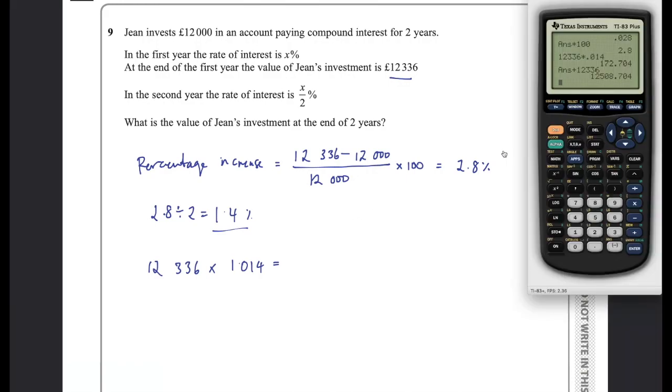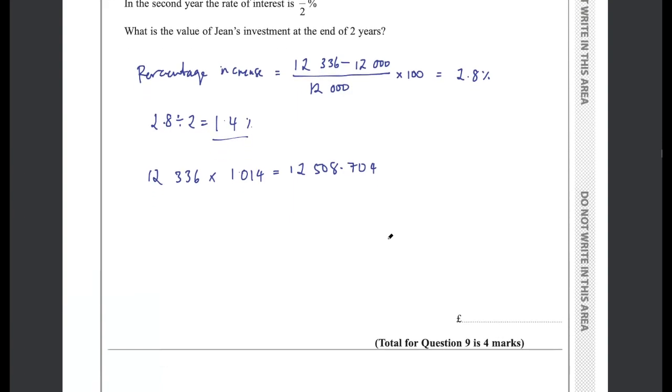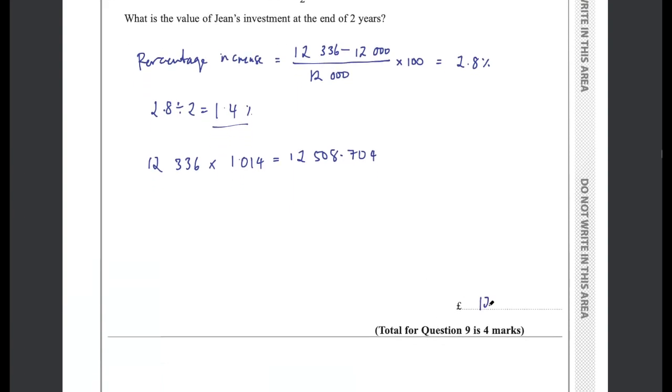So final answer there, 12,508.704 pounds, and I don't think there's any need to round that off. So final answer, 12,508.704. Okay, that was question 9 for 4 marks.